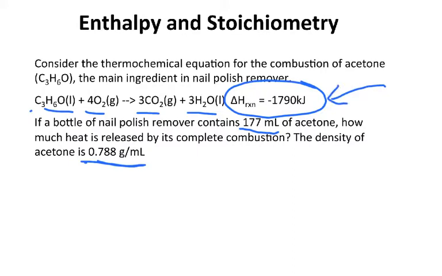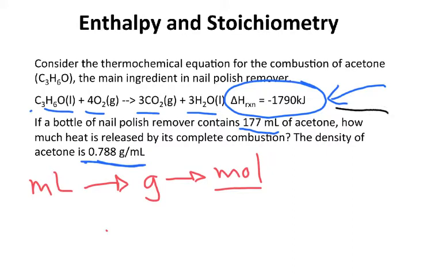How you approach this problem is, in order to think about the enthalpy, you need to know the amount of acetone reacting. To find the amount in moles, we could go from milliliters, so from volume to grams using the density, and then we can go from grams to moles using the molar mass. Then we could multiply this amount by the delta H of the reaction, and that will give us the heat released from 177 milliliters of acetone.